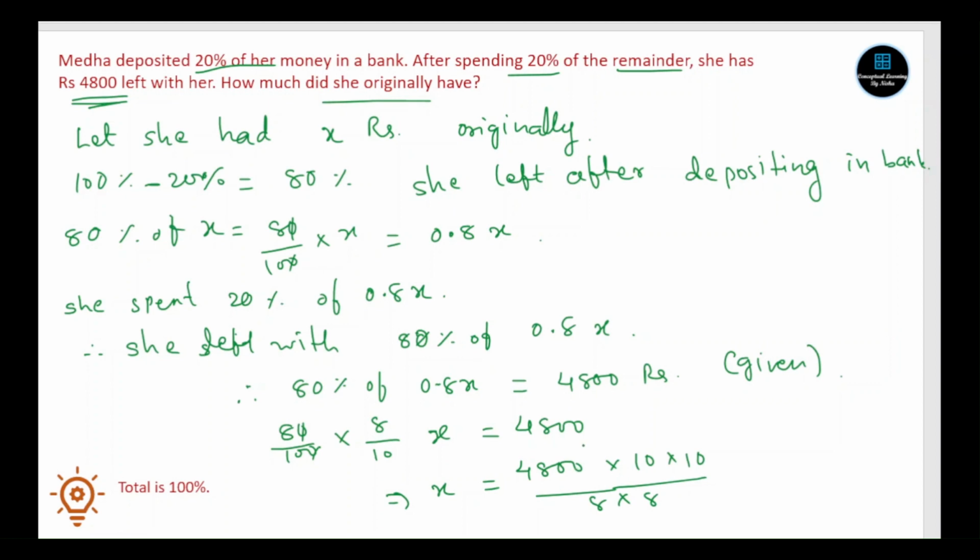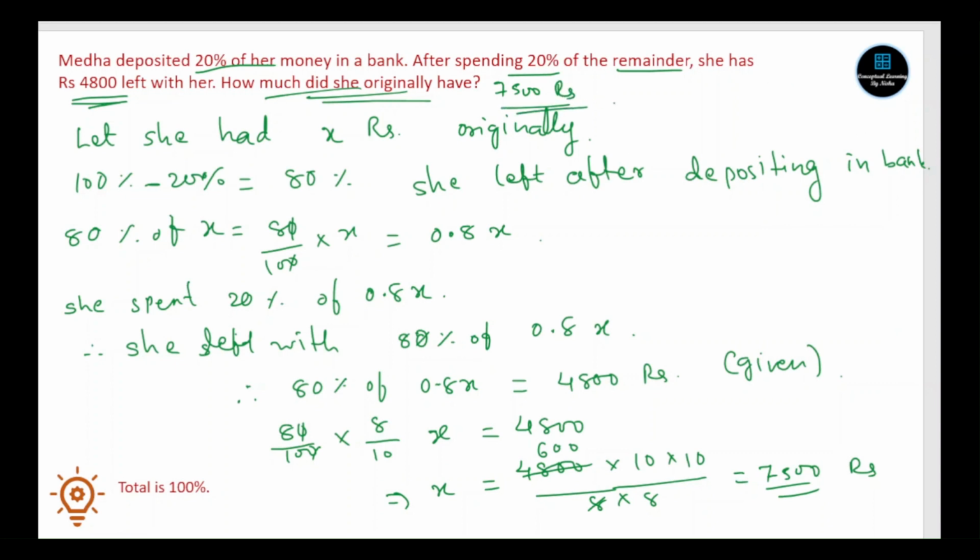Before I multiply, I'll simplify them. 8 one times and 8 600 times I'll get. And again if I simplify them by cancelling out, I'll get x is equal to 7,500. So she had 7,500 rupees originally. You have to write this answer as the whole statement: 7,500 rupees originally she had.